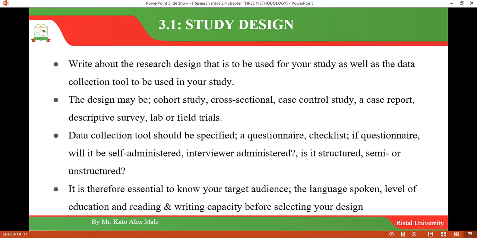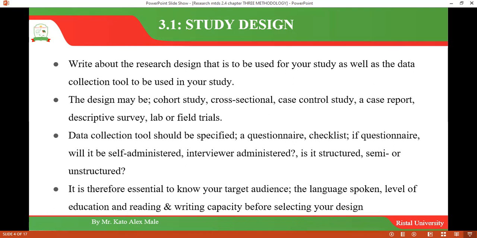The design may be a cohort study, a cross-sectional study, a case control, a case report, a descriptive survey, or a lab or field trial. These are all designs that were discussed under the research designs lecture in Research Methods 1. Data collection tools should be specified. You should specify the tool that you're going to use.